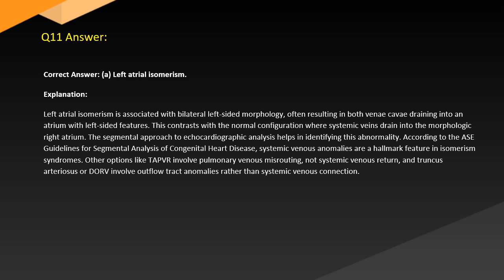Explanation. Left atrial isomerism is associated with bilateral left-sided morphology, often resulting in both venae cavae draining into an atrium with left-sided features. This contrasts with the normal configuration where systemic veins drain into the morphologic right atrium. The segmental approach to echocardiographic analysis helps in identifying this abnormality. According to the ASE guidelines for segmental analysis of congenital heart disease, systemic venous anomalies are a hallmark feature in isomerism syndromes. Other options like TAPVR involve pulmonary venous misrouting, not systemic venous return, and truncus arteriosus or DORV involve outflow tract anomalies rather than systemic venous connection.